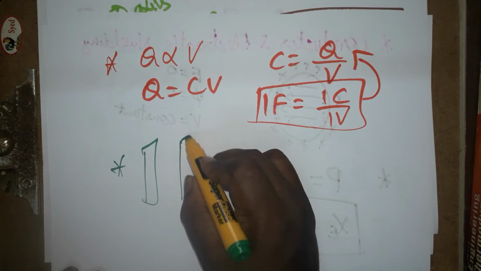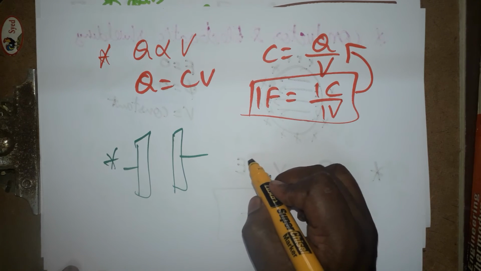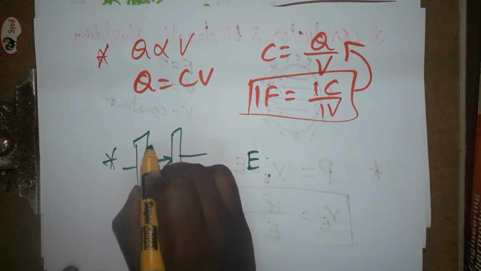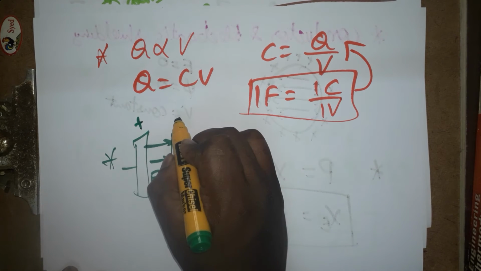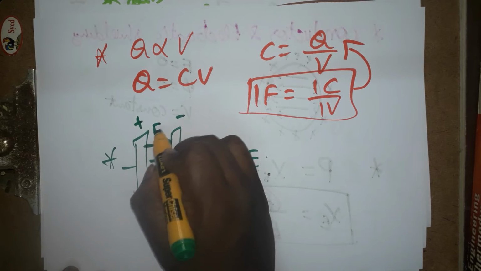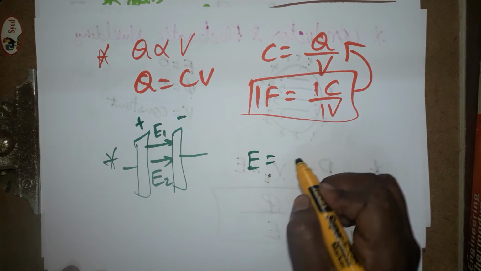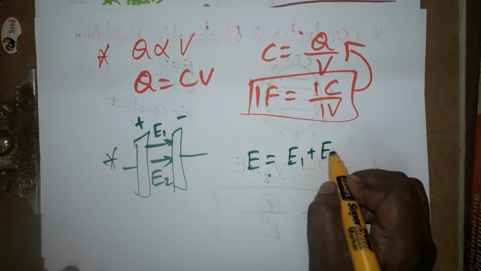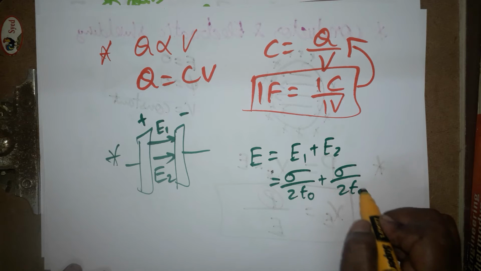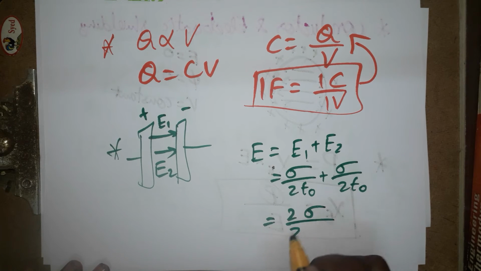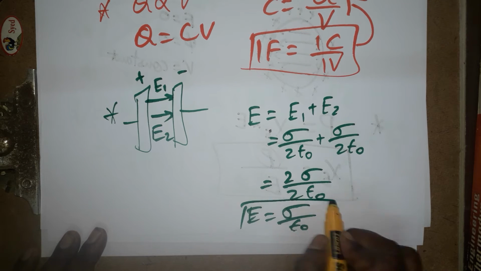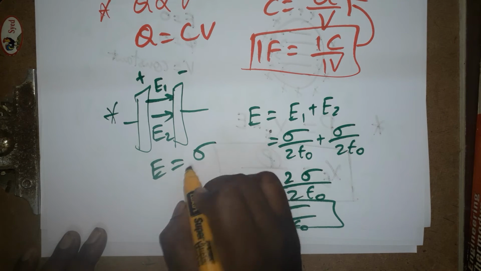Two parallel plates I have. So what is the capacitance of the capacitor? First we will see what the net electric field is. Because of plate 1 being plus and the other minus, the electric field will start from positive and end at negative, E1 and E2. The two electric fields get added, E1 plus E2. E1 is sigma by 2 epsilon naught, E2 is also sigma by 2 epsilon naught. It's going to be 2 sigma by 2 epsilon naught. The electric field is equal to sigma by epsilon naught. The electric field inside the plates is going to be sigma by epsilon naught.